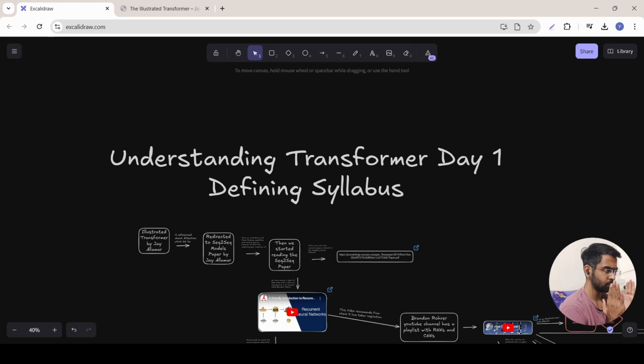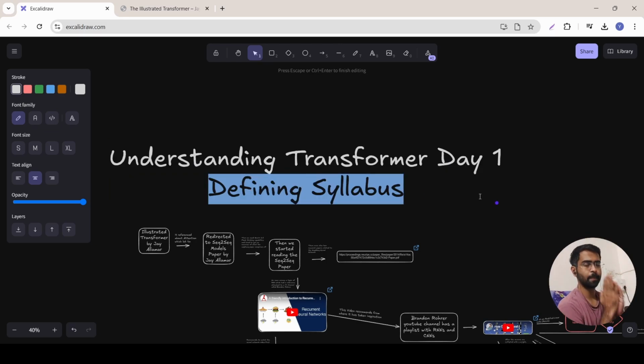So for day one, what we will be doing is defining the syllabus. I don't want to read books. There are lots of books, there is a ton of knowledge on this topic right now. But at least for me, I know that it won't work. I'll start with one book, read it for a couple of days, a couple of weeks, but then I'll stop.